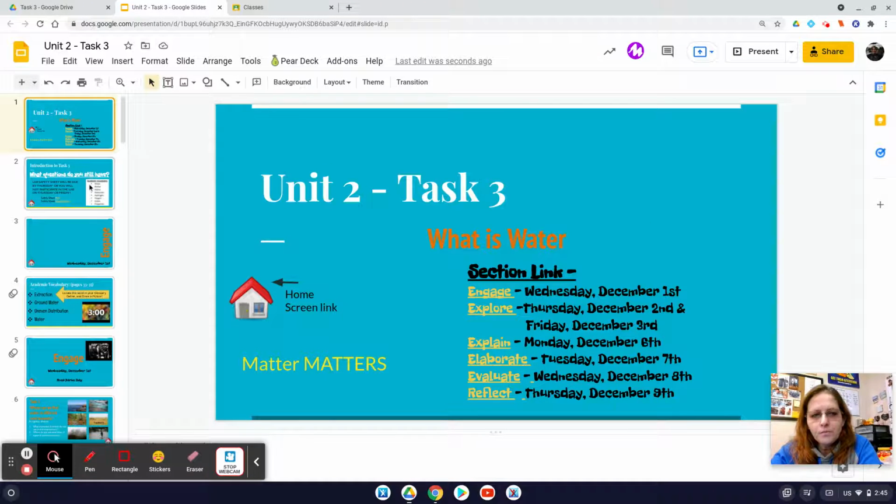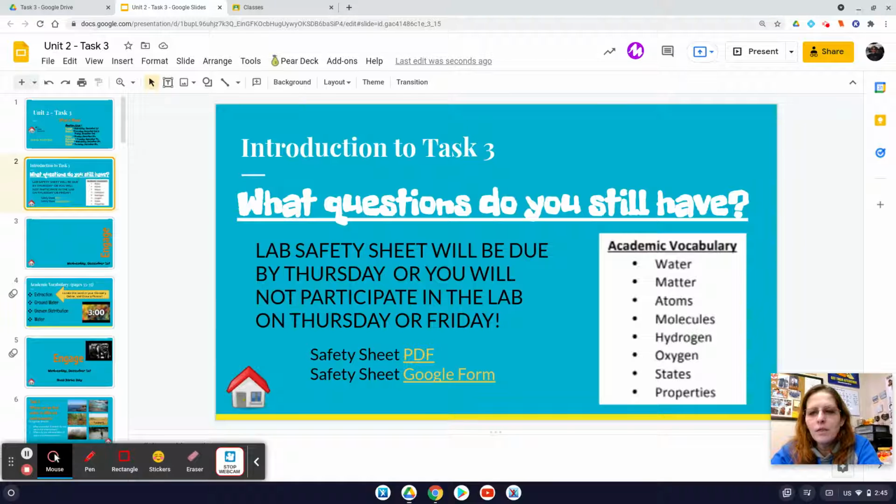Okay. So these are a couple things. Do you have any questions still? This is our academic vocabulary for this particular task. So as you can see, we're going to kind of go down to the molecular level of water and figure out why it's so important.